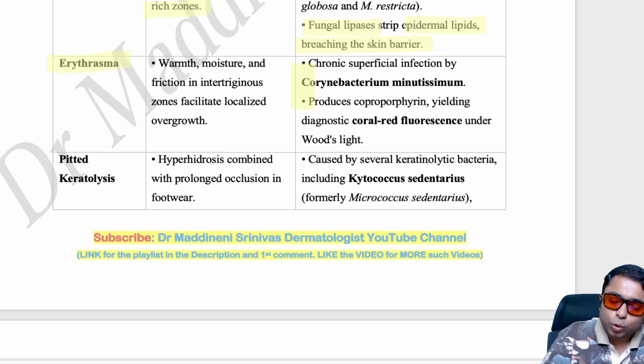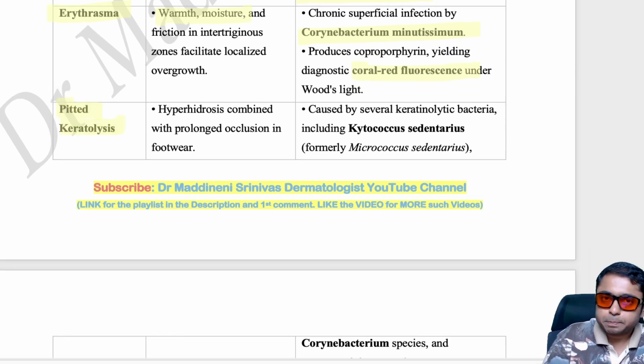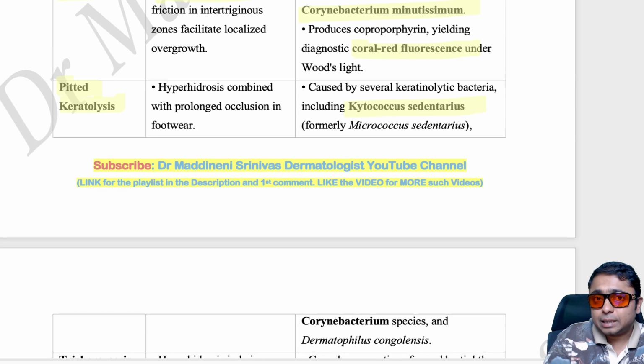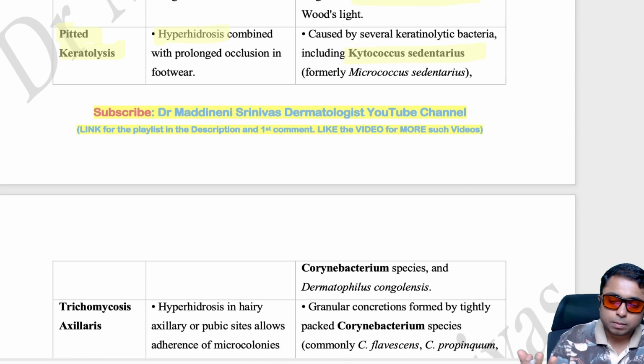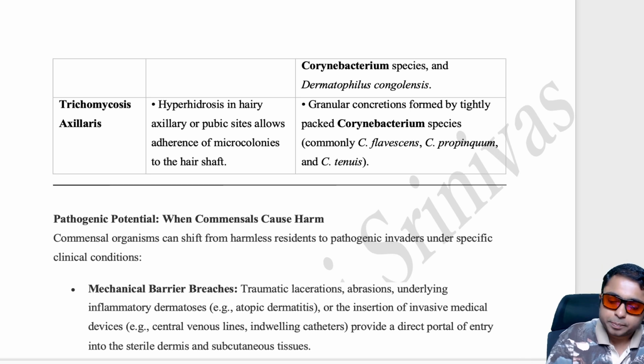Next, erythrasma. Like I have already told you, the Corynebacterium minutissimum is going to over proliferate because of the excessive warmth and excessive moisture, and also you can see on the Wood's lamp examination the coral red fluorescence in the erythrasma patients. Pitted keratolysis: here the Kytococcus or Micrococcus sedentarius is going to produce the enzymes which are going to cause digestion of the stratum corneum, because of which pits are going to be produced, and these are the sites which are going to have increased sweating, like for example the palms and soles, right.